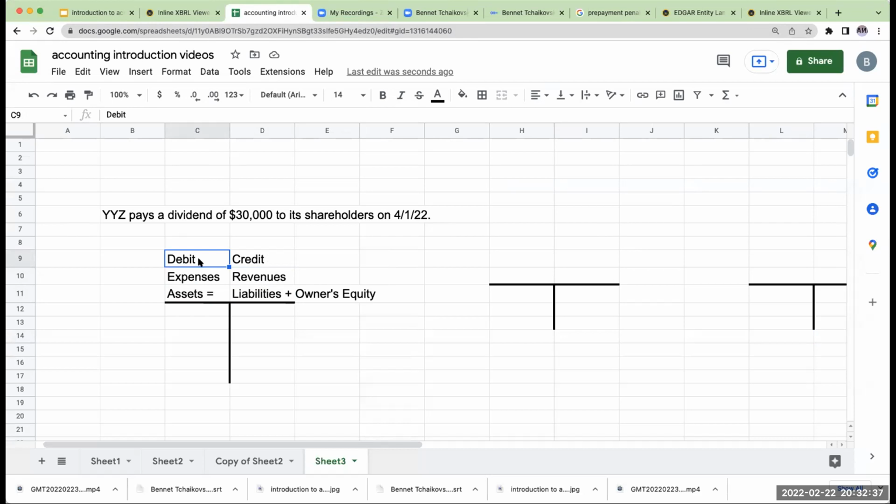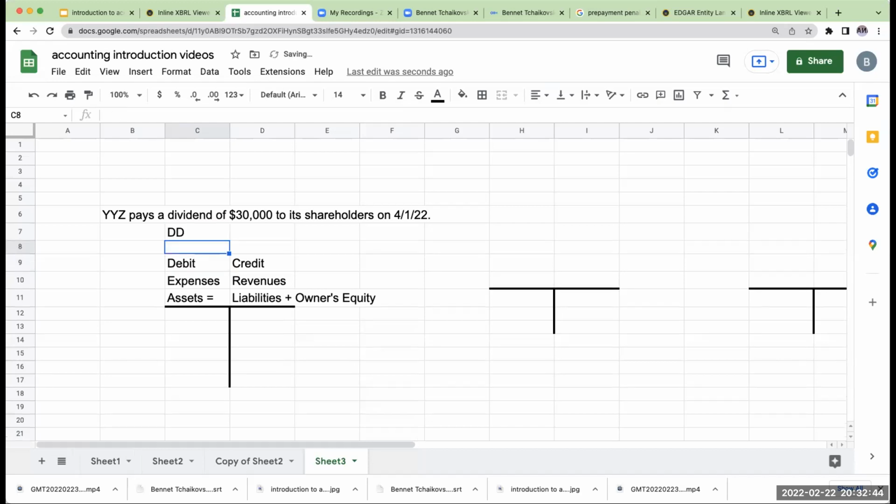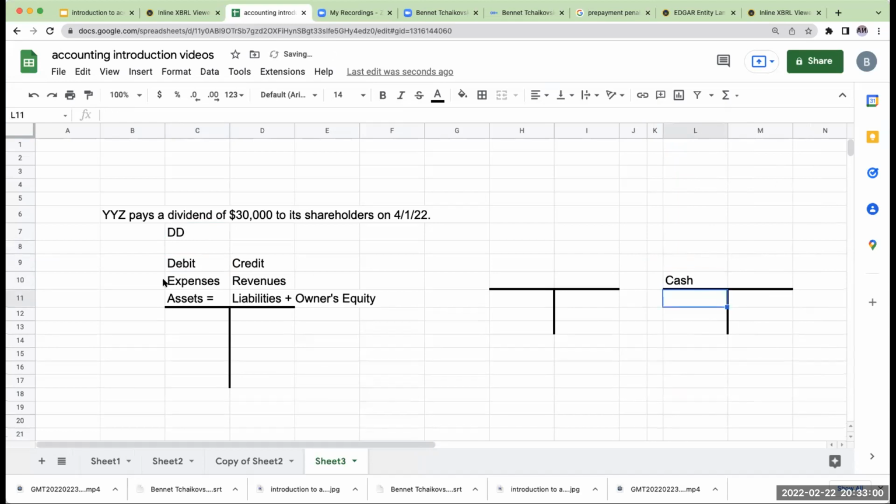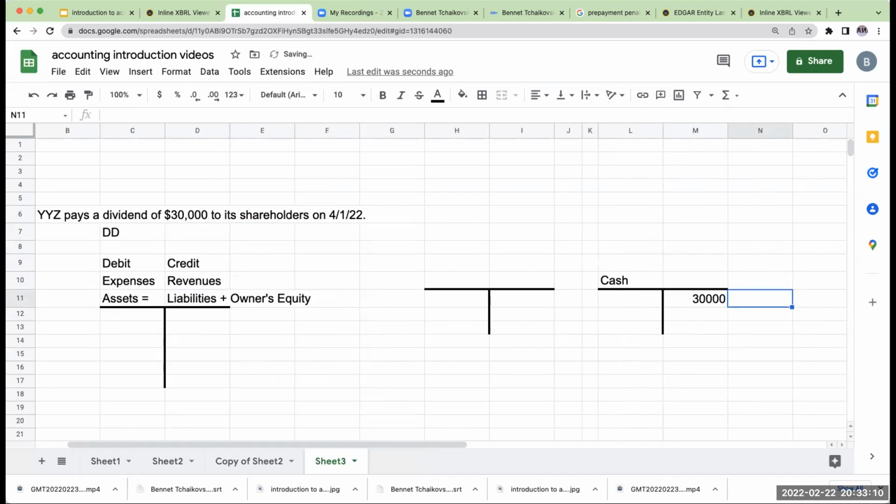Now, when it comes to dividends, I don't have a really good way of showing it to you other than something like DD, like Dungeons and Dragons, debit dividends, right? I don't know. But let's think about that. If I'm paying cash to my shareholders, what's going to happen? My cash is going to go down. So if I'm paying 30 grand on April 1st, my cash is going to be credited for 30,000 bucks. So this is on 4/1/22.